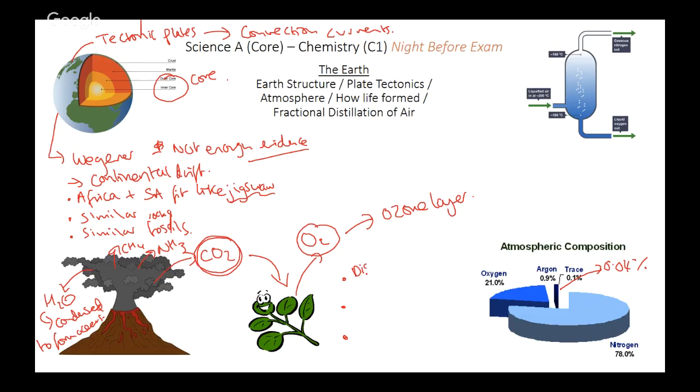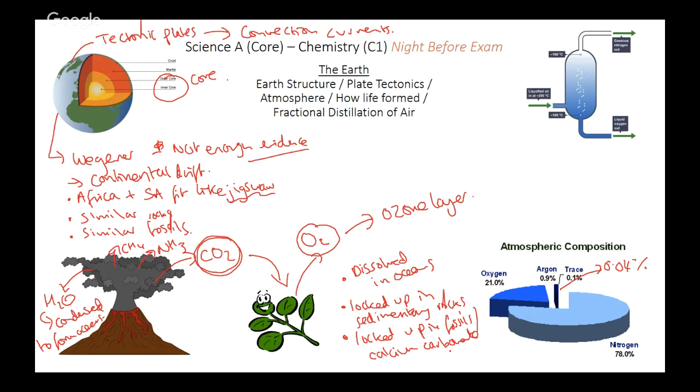You could say that they were dissolved in oceans, they became locked up in sedimentary rocks like calcium carbonate and limestone, for example. They're also locked up in fossil fuels because they became locked up in the calcium carbonate shells of marine organisms. So those few reasons caused the composition of the atmosphere to change completely to what it is today.